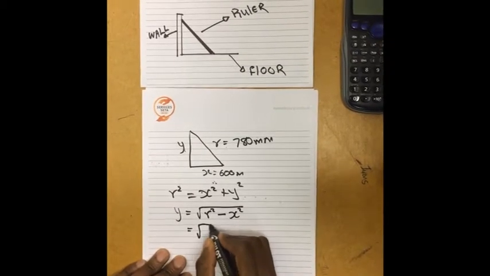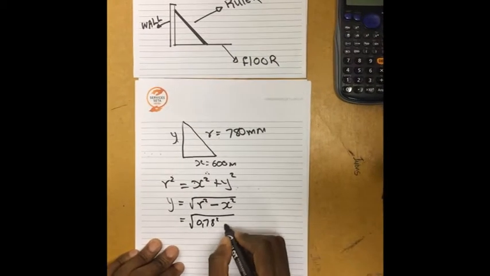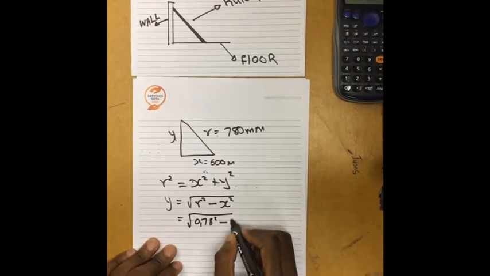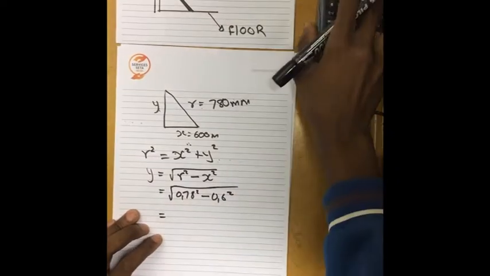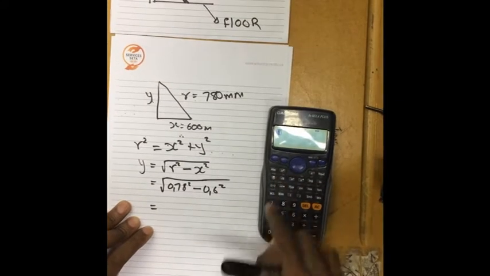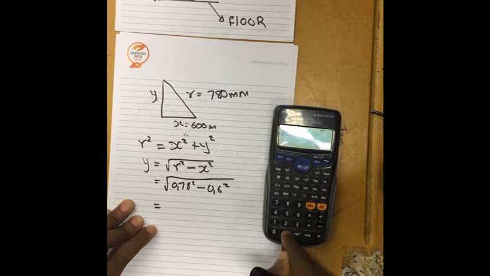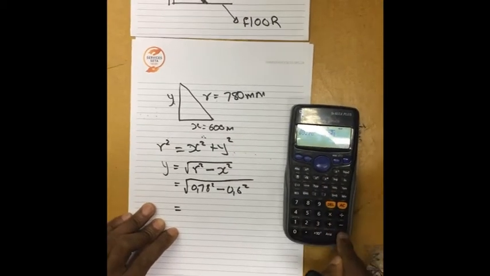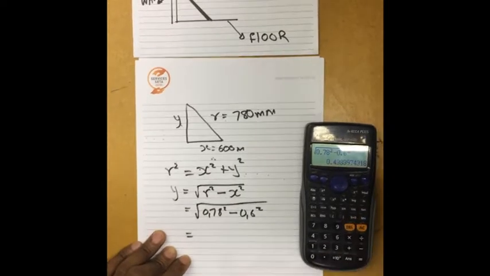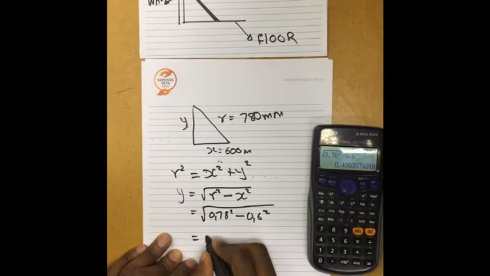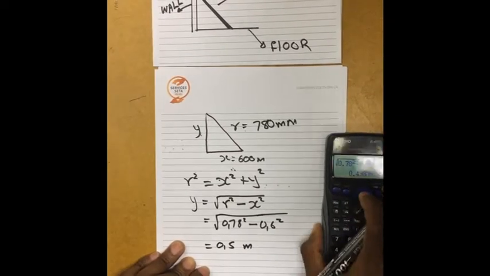Substituting the values, we have 0.78 squared minus 0.6 squared, which is equal to 0.49. Then we round off to 0.5 in meters.